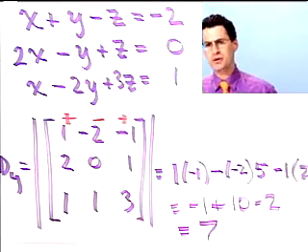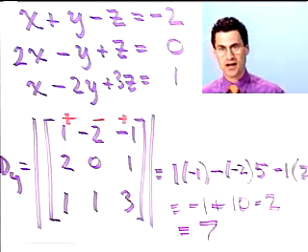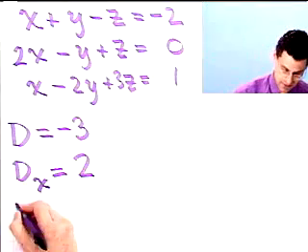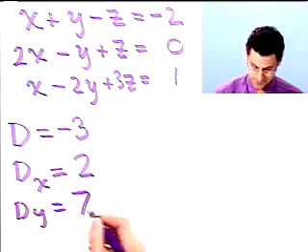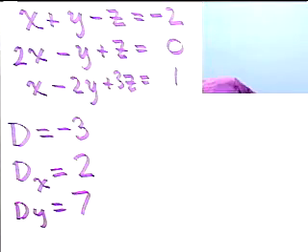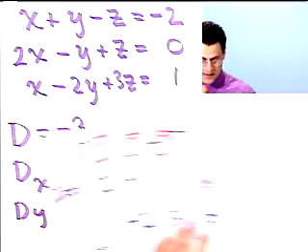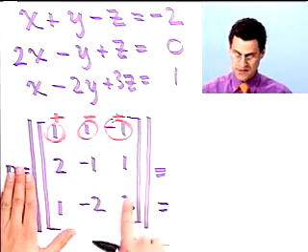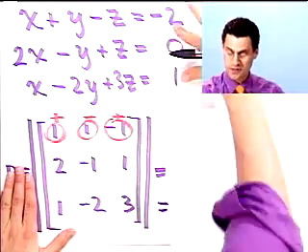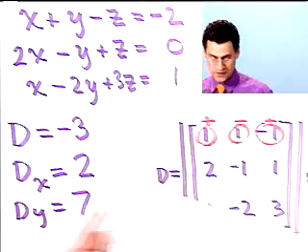Great. Notice all I'm doing is adding and subtracting and multiplying integers. That's all I'm doing here. No division even. No division. So dy equals 7. Okay, one more. I got to find dz. What's dz? I take the z column and replace it by this and compute that determinant.